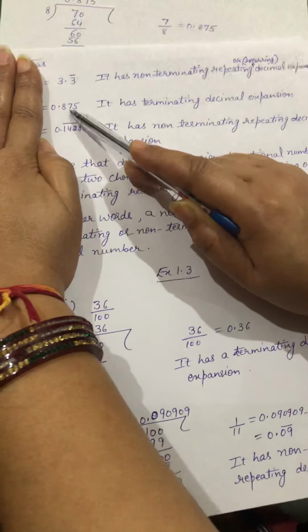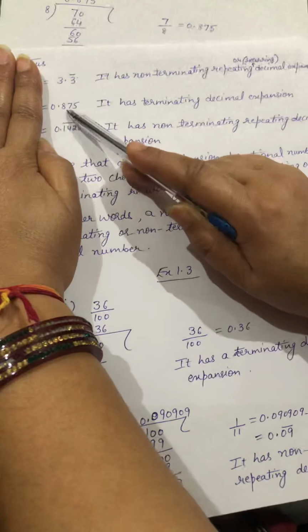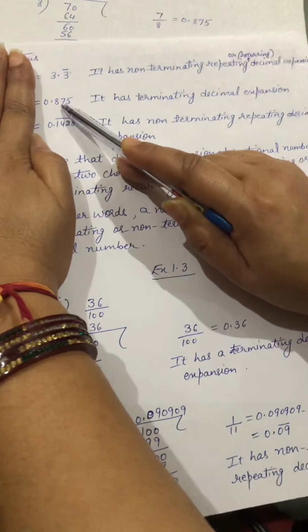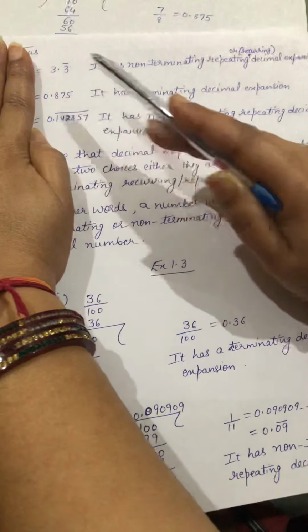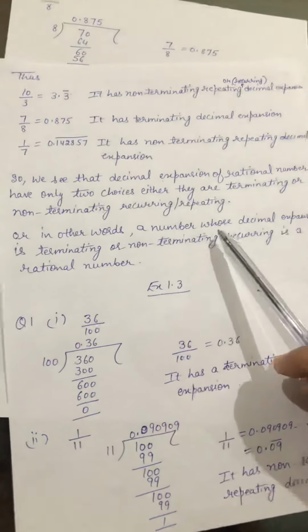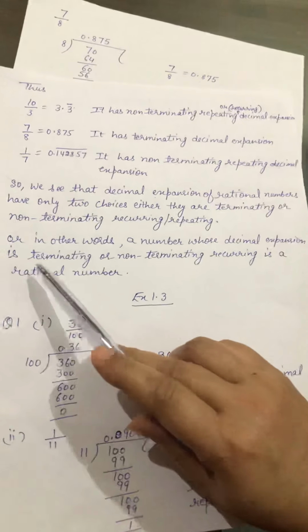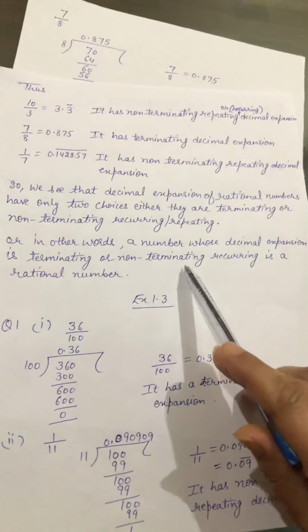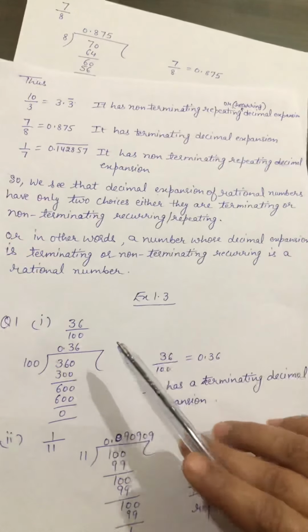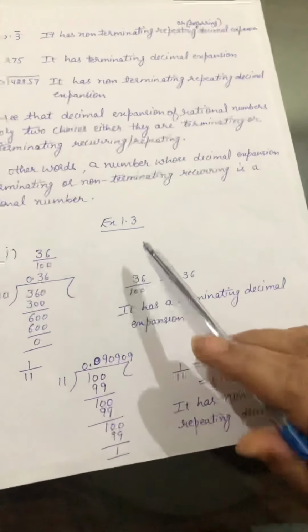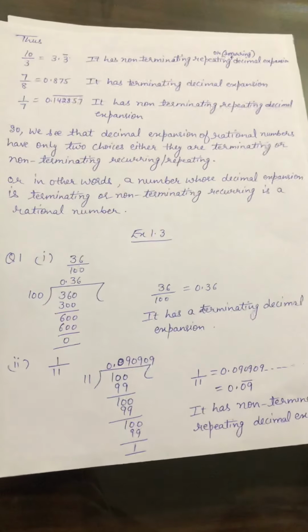This has a terminating decimal expansion. It means it is again a rational number. A terminating decimal expansion we always get for rational numbers. So in other words, a number whose decimal expansion is terminating or non-terminating recurring is a rational number. On the basis of this, now you can do exercise 1.3.